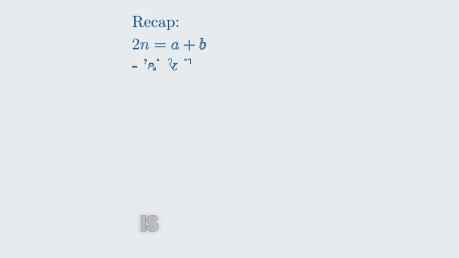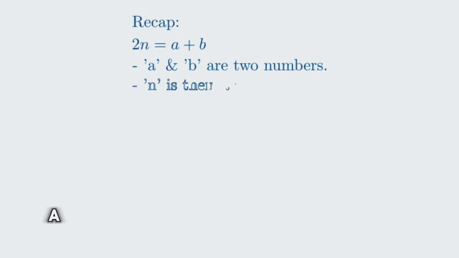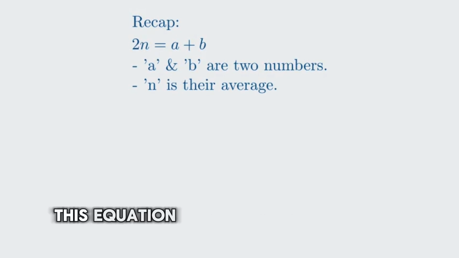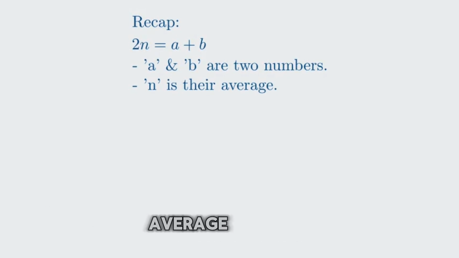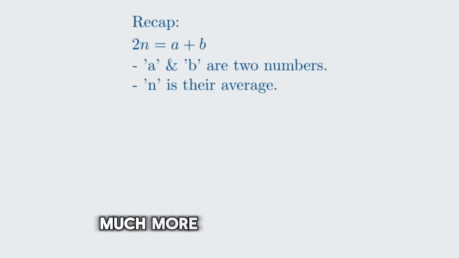Let's quickly recap what we've learned today. We saw that the equation 2n equals a plus b is a powerful tool for working with the average of two numbers. a and b are your numbers, and n is their average. We learned that this equation is just a rearrangement of the standard average formula, but it often makes solving for a missing number much more straightforward.